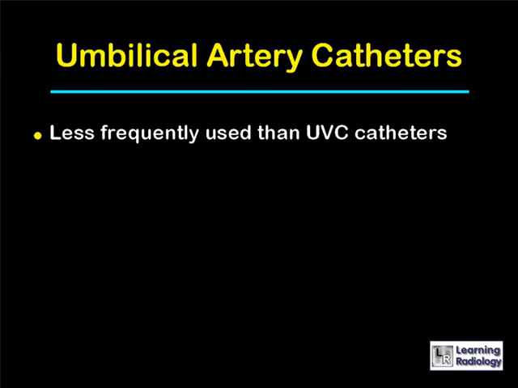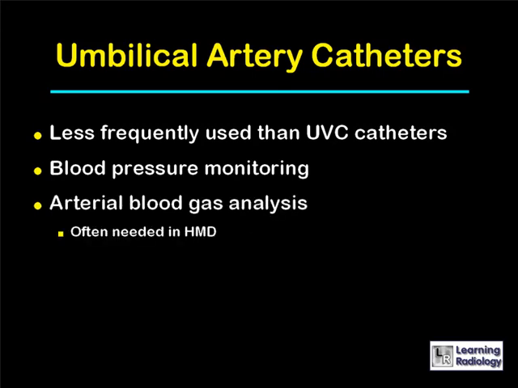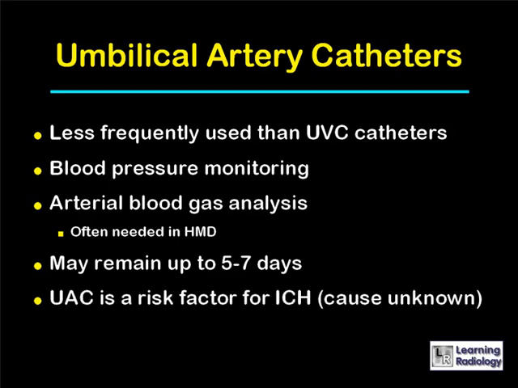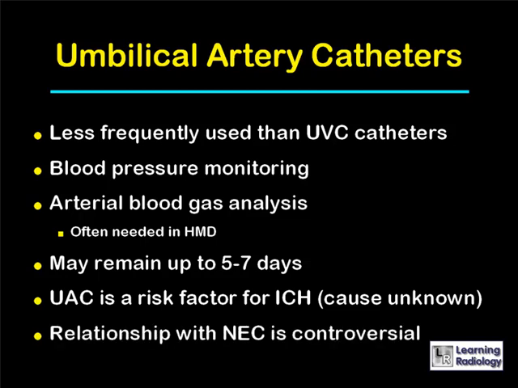Umbilical artery catheters are used less frequently than umbilical venous catheters. They're used for active blood pressure monitoring and to monitor arterial blood gases in babies with hyaline membrane disease. They can remain for up to 5 to 7 days. Umbilical artery catheters are a known risk factor for intracerebral hemorrhage, the cause of which is not entirely known. Their relationship with necrotizing enterocolitis is controversial.